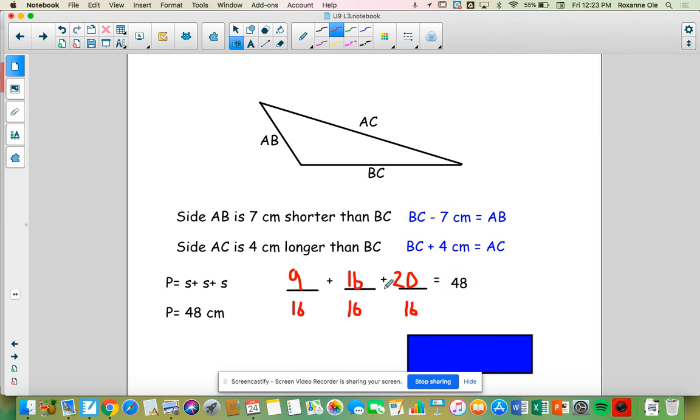But what I want you to do is experiment with these 3 numbers. The answer's under here, but I'm not going to show it to you. I want you to try and figure out what 3 numbers would equal 48, but would also follow this pattern where the BC one is 7 centimeters bigger than this one and 4 centimeters shorter than that one. So I want you to figure it out and let me know tomorrow if you got the answer.